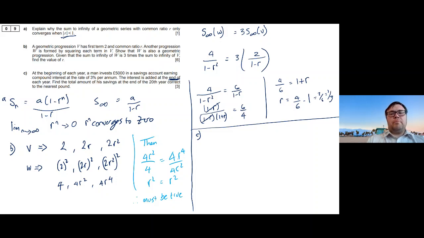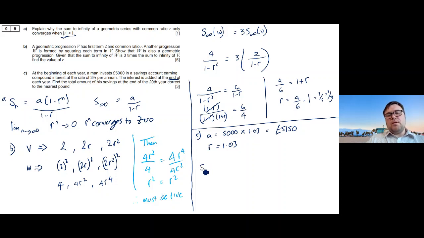So the first term, because it's the 20th year, find the total amount at the end of the 20th year. So the first term is not 5,000. The first term is 5,000 times 1.03, because it's at the end of the year. So that would equal £5,150 for my first term. My common ratio R is 1.03, because I'm adding that 3% on. It's the whole amount, which is 100%, and added the 3% on, so that's why it's 1.03.